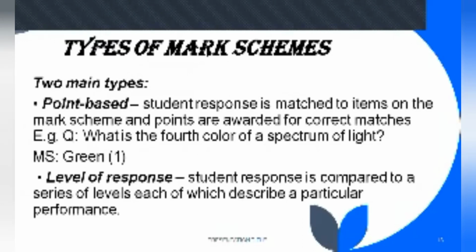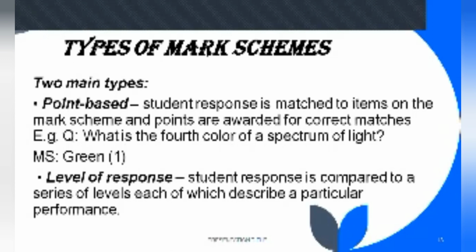Types of mark scheme: here you have two main types, point based and level of response. Point based: student response is matched to items on the mark scheme and points are awarded for correct matches. Example, what is the fourth color of a spectrum of light? Mark scheme: green, that is 1 mark. So normally you have a 1 mark question. Just 1 point is expected from the child.